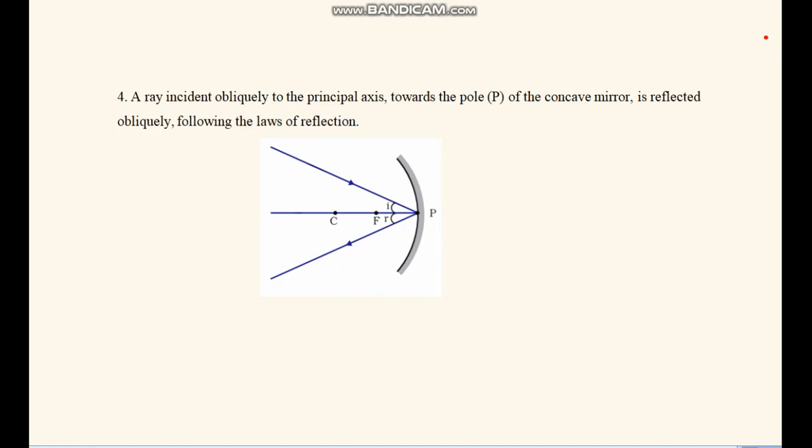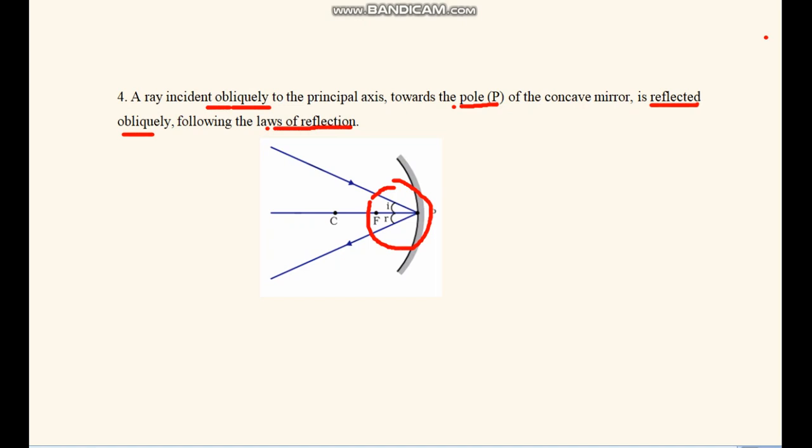The fourth rule is that a ray of light incident obliquely to the principal axis at the pole is reflected back obliquely following the laws of reflection. That is, in this case also at point P, angle I is equal to angle R. So these are the rules to draw images formed by concave mirrors.